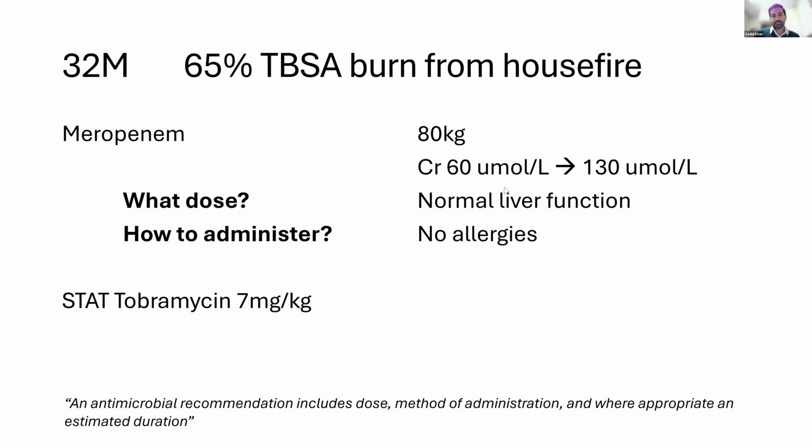Other important factors: an 80-kilogram male with an acute kidney injury. Noting this is a young male with a large burn, this is a classic patient with augmented renal clearance. So this patient's creatinine clearances would often be 150 mL per minute, 200 mL per minute. But there is a mild acute kidney injury in this context. Otherwise, liver function is normal and there are no allergies.